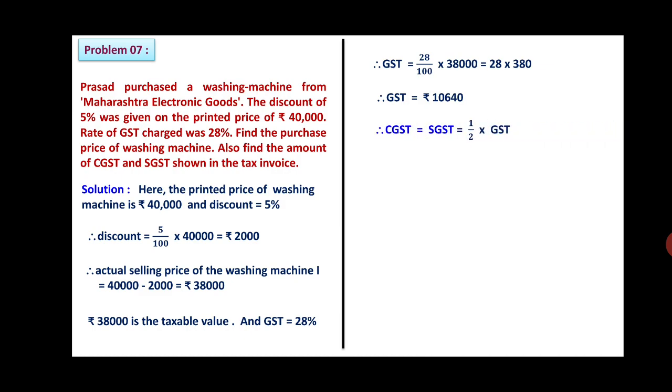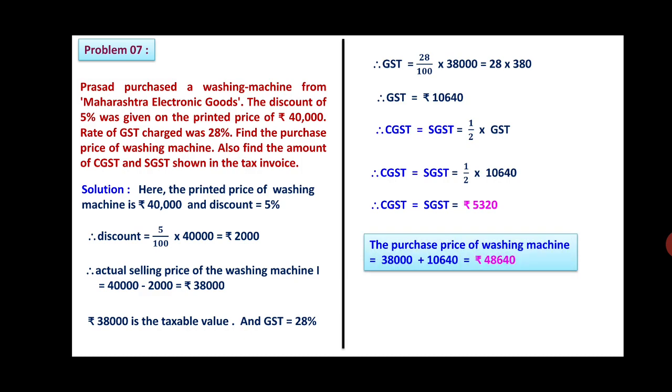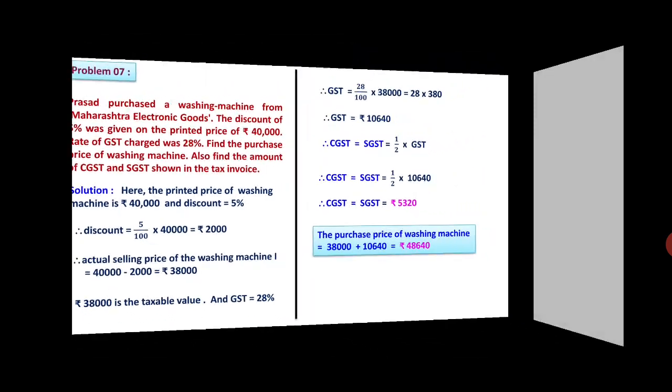10,640. So CGST will be equal to SGST, both are equal, which is half of GST. So CGST, which is equal to SGST, is half into 10,640. Therefore, you are getting the CGST and SGST equal to rupees 5,320. So friends, the purchase price of the washing machine now will become 38,000 plus 10,640, that is 48,640.